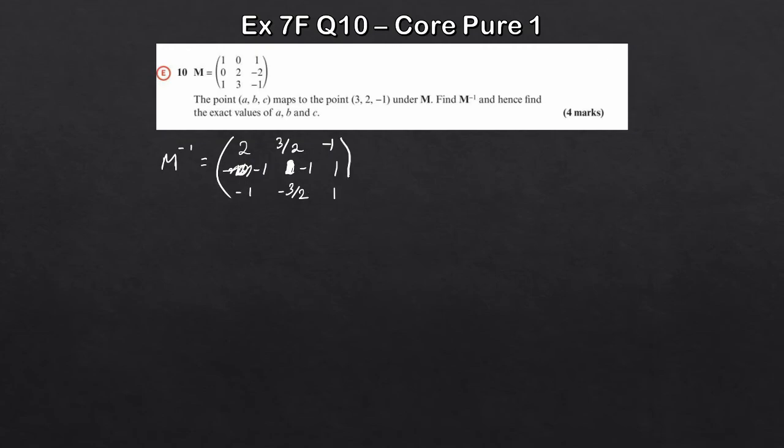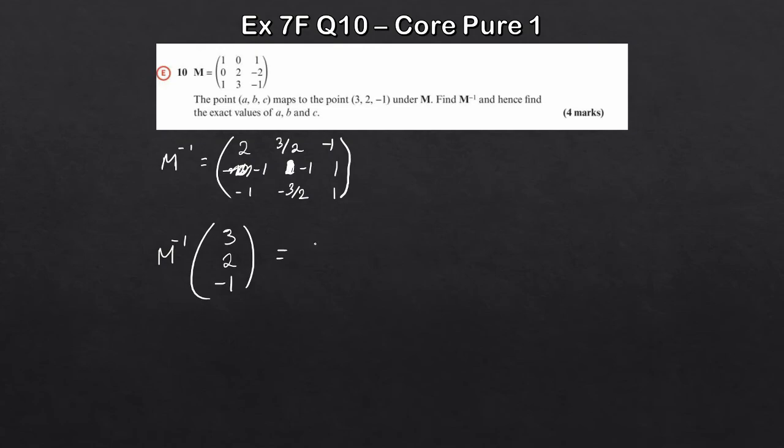Okay, so I can't even do it when I do it from the calculator, so I'm doomed, but you guys aren't. So if I carry on with this, using this M inverse now, if I use M inverse, then times it by the point that we got, which is 3, 2, minus 1, this will give us then that A, B, and C value.